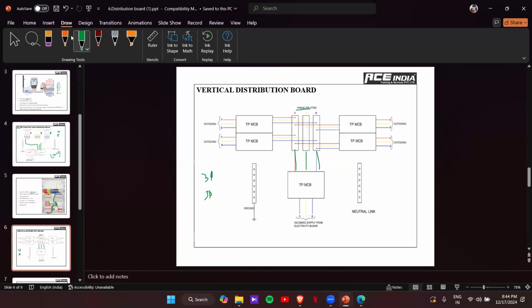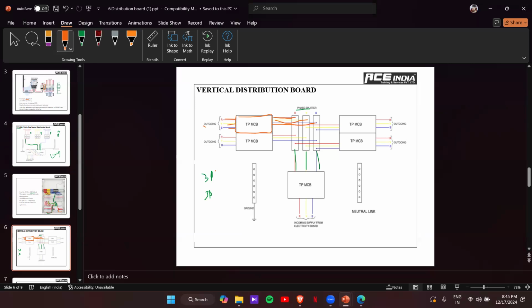From here, we will take the connection to our three-phase equipment. You can see that from R phase I have taken one connection, from Y phase one connection, and from B phase one connection. To this again we have used one more triple pole MCB. From this MCB the outgoing is also RYB. That means three-phase incoming and three-phase outgoing.